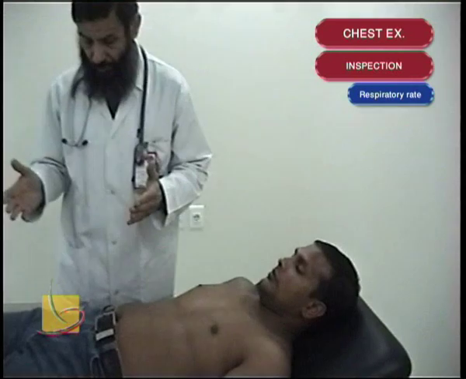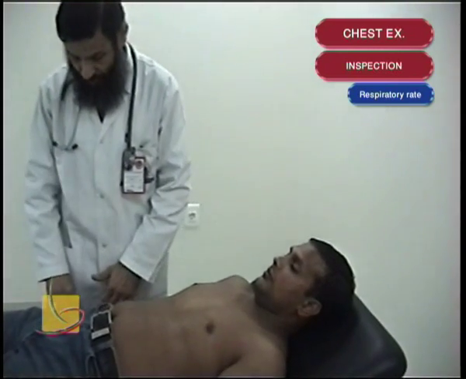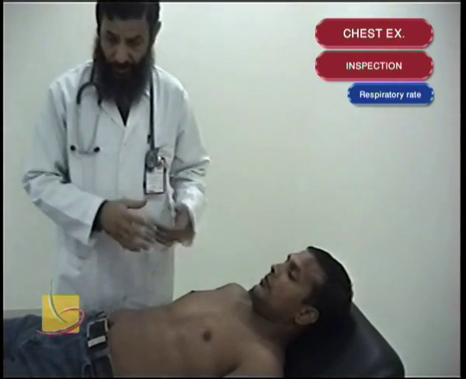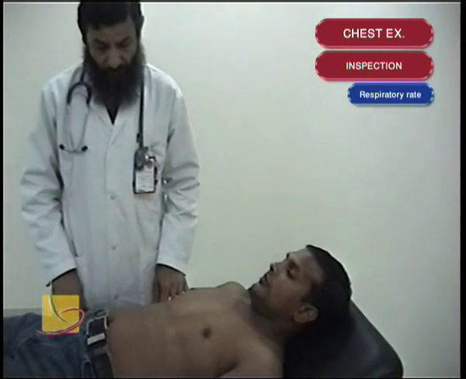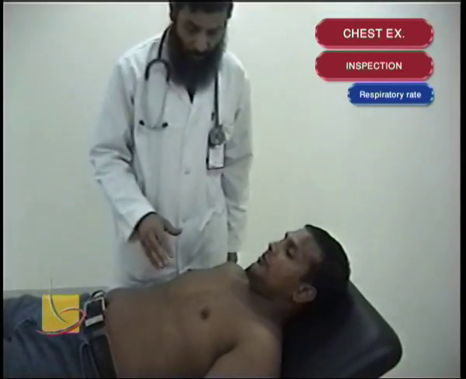You have the choice. You may count the respiratory rate very initially, when you start by examining the vital signs, pulse, blood pressure, and so on. But if you postpone it until this stage, then you count it now. How to count it?